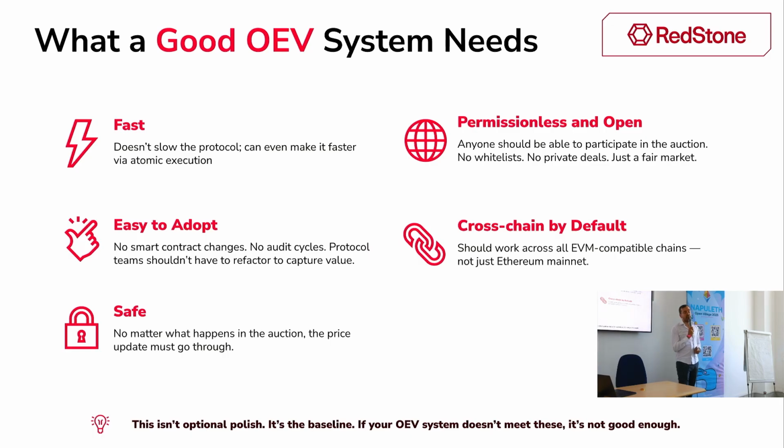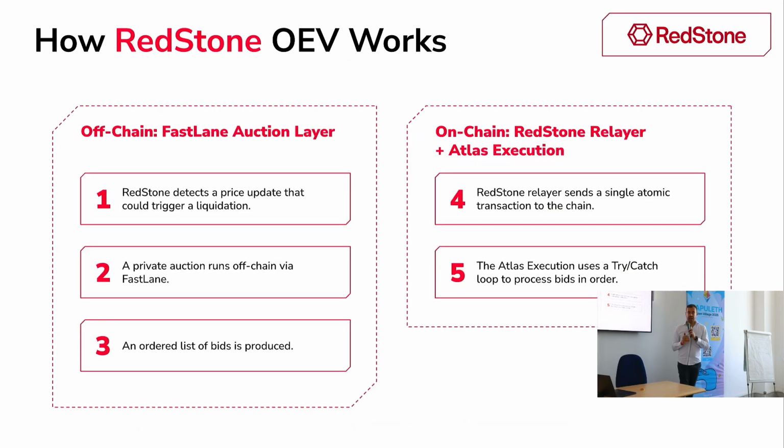Very important to say that this is not just optional polish. These are fundamental traits that a good OEV system needs to have. And we set out on either having all of these, or going back to the drawing table and starting over again. So we created an OEV system that actually ticks all of these 5 boxes. And this is how it works. Very simply, there are 2 parts of it. There's an on-chain part and there's an off-chain part.